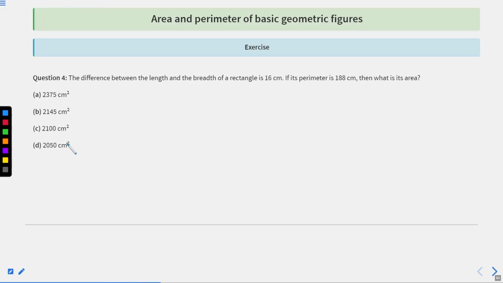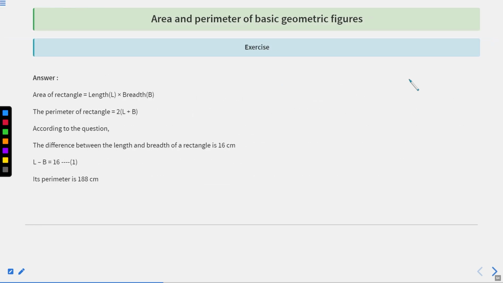So now let us move to question number 4. The difference between the length and the breadth of rectangle is 16 centimeter. If its perimeter is 188 centimeter, what is its area? So a relation between length and breadth is given to us, and its perimeter is known to us, and we are interested in finding the area of that particular rectangle.